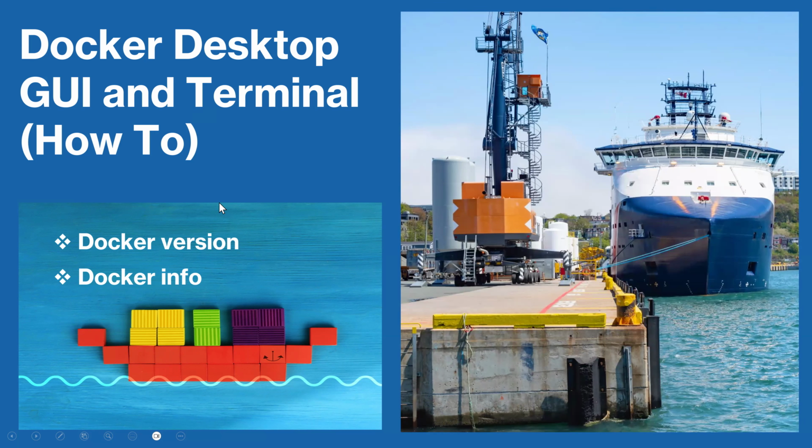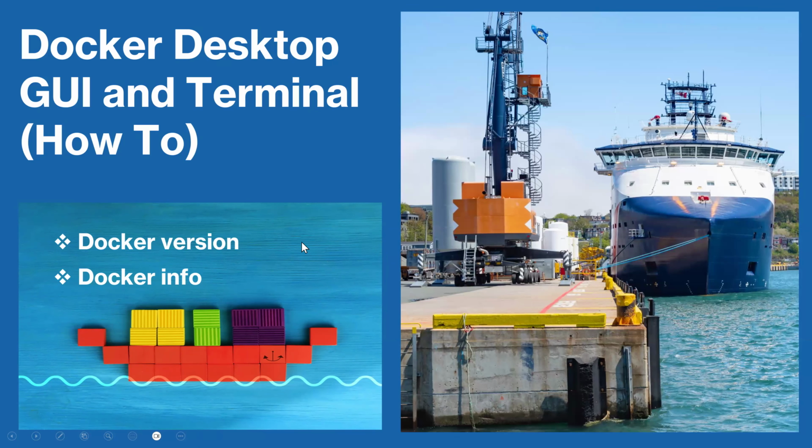I'm going to be talking about Docker version and Docker information, which is Docker info. These are two commands. If you want to get the version of Docker, you type in Docker version. And if you need to get more information about the Docker software, you just type in Docker info from the command line and you get a lot of information.